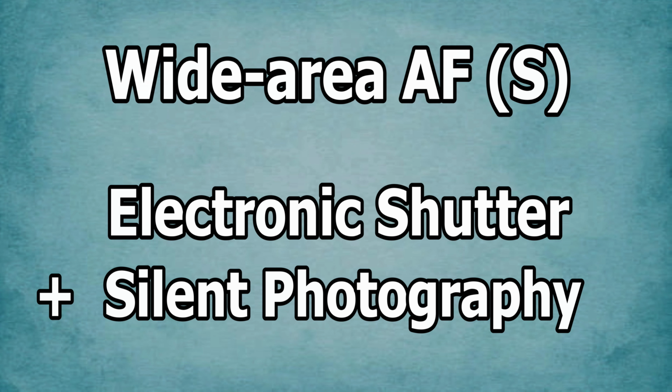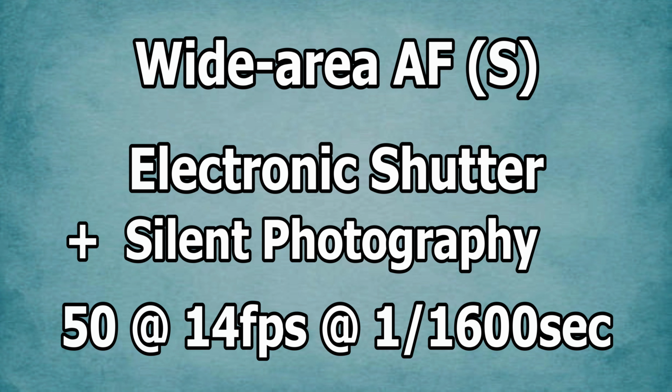And I'm thinking, I have to try to replicate this so I can give you people the answer, how not to get the errors that I was getting. Number 3, wide area AF small, electronic shutter plus silent photography, because this is where I was getting the biggest errors. Now remember, if you're in electronic shutter, you can't go above 0.02 of a second. The camera just locks up. It will not let you go above 0.02 of a second, no matter what you do. 50 photos, 14 frames per second, 1/1600th of a second.